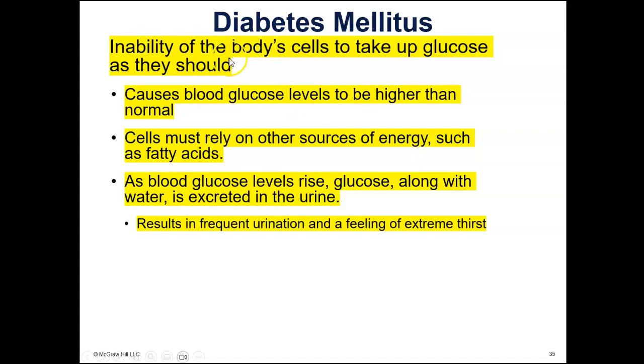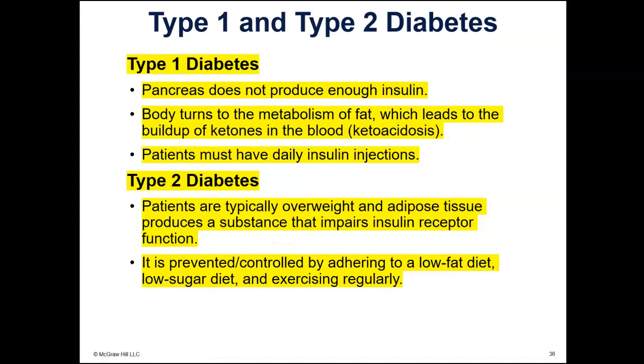Diabetes mellitus is the inability of the body cells to take up glucose as they should. It causes blood glucose levels to be higher than normal. It is what causes the low blood glucose levels in type 2 diabetics is too much insulin. But the diabetes itself causes high blood glucose, hyperglycemia. The cells must rely on other sources of energy, such as fatty acids. And as blood glucose levels rise, glucose along with water is excreted in the urine. And this results in frequent urination and a feeling of being really, really thirsty.